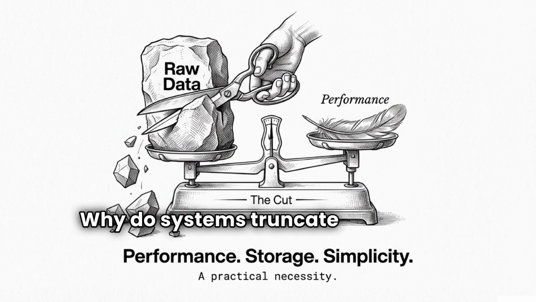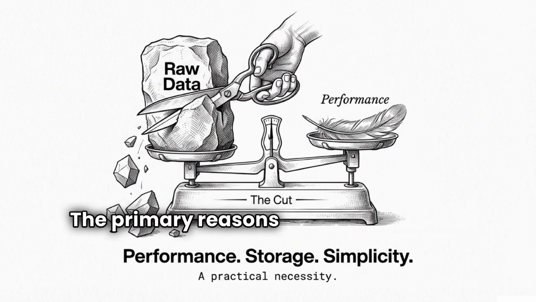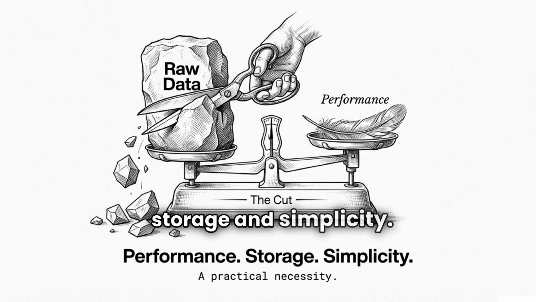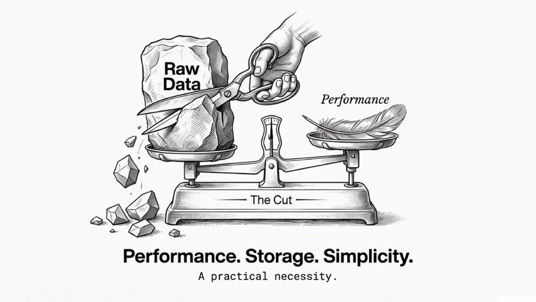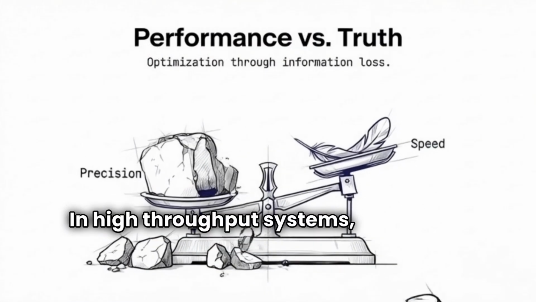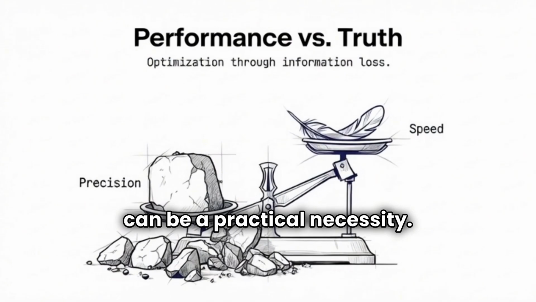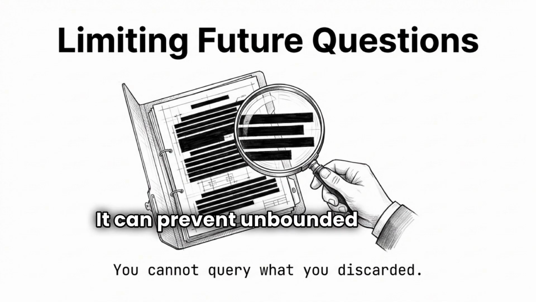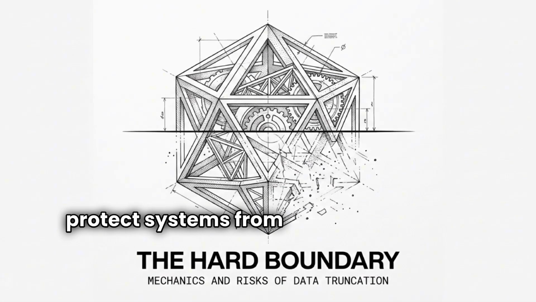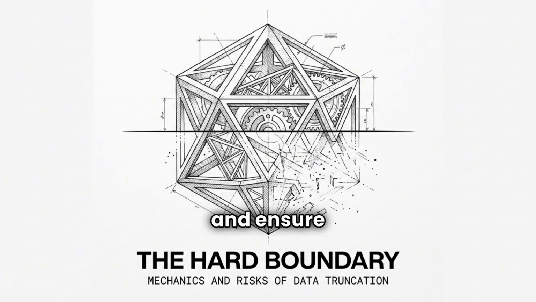Why do systems truncate data at all? The primary reasons are performance, storage, and simplicity. Fixed-size representations are faster to process. They reduce memory usage. They simplify indexing and transmission. In high-throughput systems, truncation can be a practical necessity. Truncation is also used to enforce limits. It can prevent unbounded growth, protect systems from malformed inputs, and ensure predictable behavior under load. But truncation always involves trade-offs.